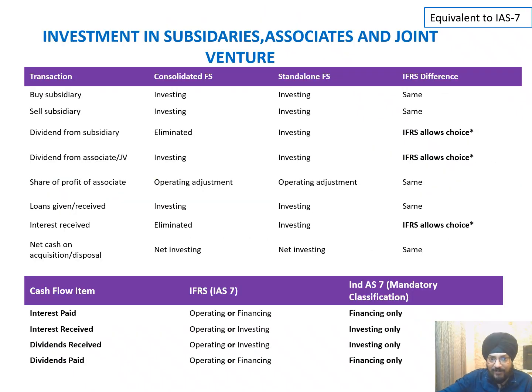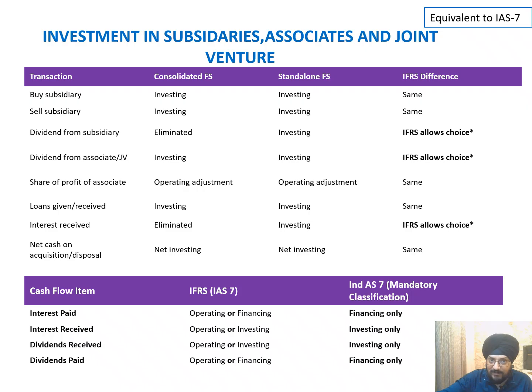Okay. So, investment in subsidiaries, associates, and joint ventures. For better understanding, we have created a small table to showcase how each item would be shown, and also how the treatment happens in the equivalent IND AS. So if we buy a subsidiary, it is an investing activity in the consolidated financial statement. It is investing in the standalone as well. IFRS is also the same. If we are selling the subsidiary, it is an inflow on account of investing, same, no changes.